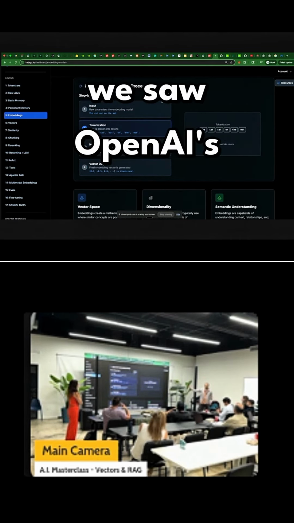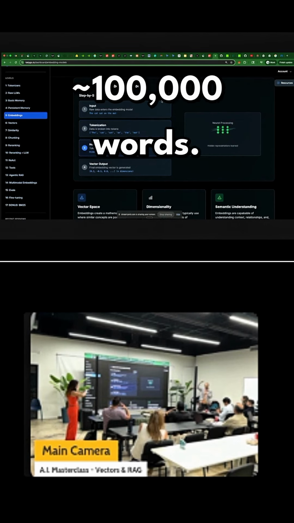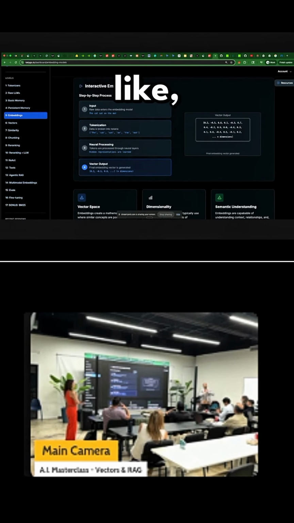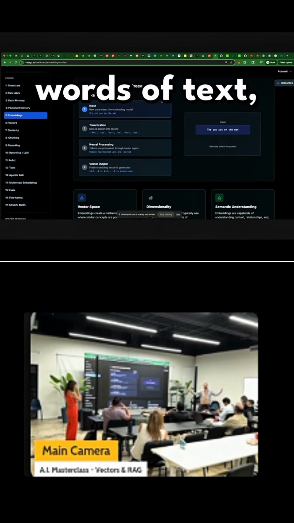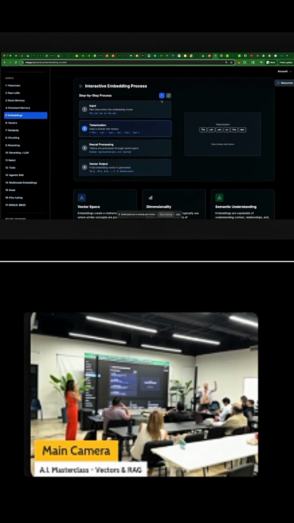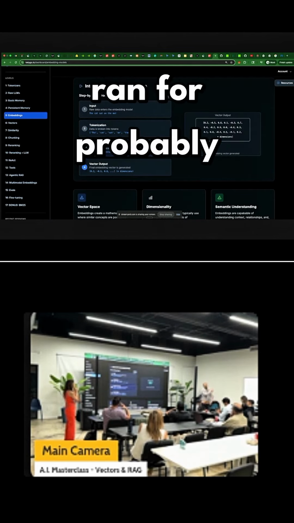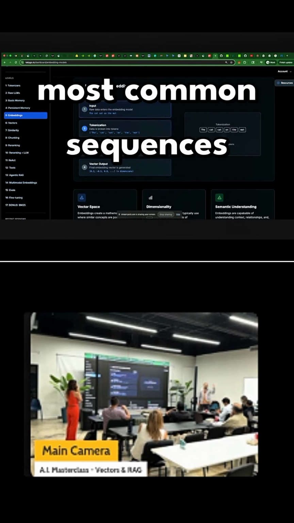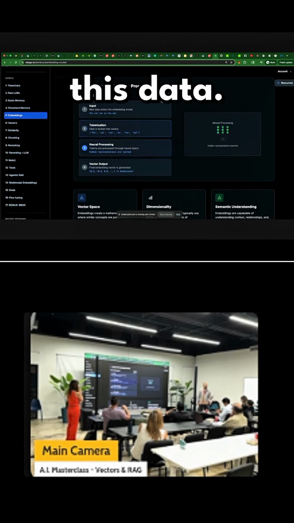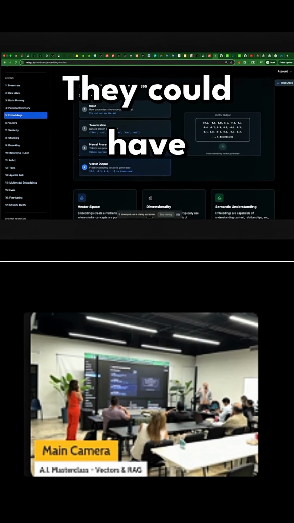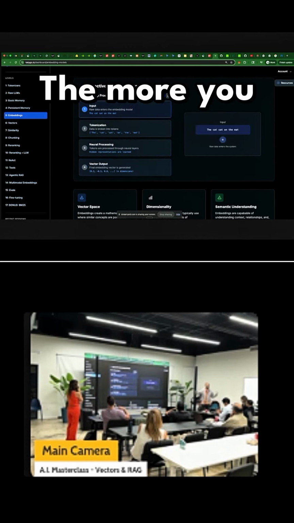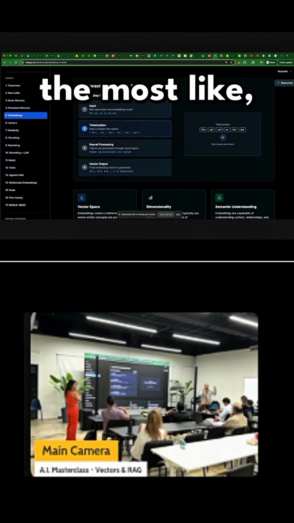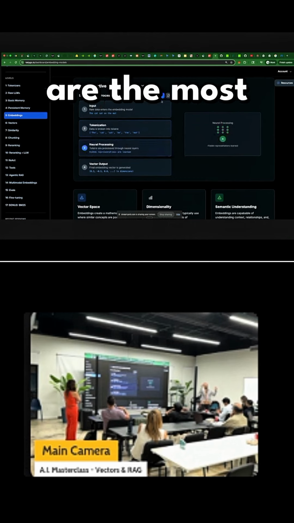So for example, we saw OpenAI's vocabulary was 100,000 words. OpenAI was trained on trillions of words of text, lots and lots of data. There was a statistical process that ran for probably months that counted the most common sequences of tokens in this data. They could have kept running that forever. The more you run it, the more accurate a picture it gives of the most common sequences.